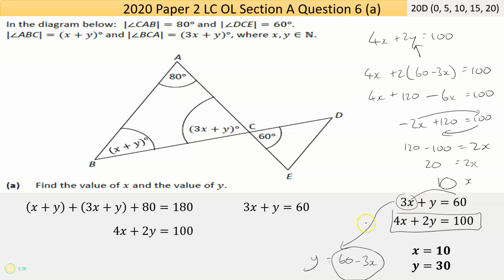Now, once I know what x is, I can use either of the equations and go y is equal to 60 take away 3 times 10. Puts it through the calculator. Now, I have the answers on this page, and I would have got 30.